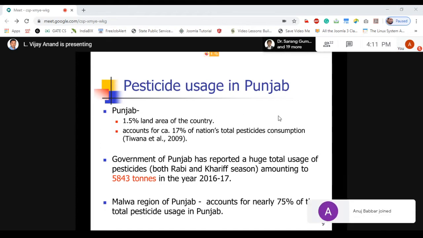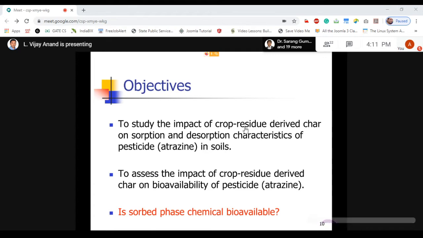Okay, so essentially, I'm going to present you a case study. Actually, this was done during my graduate studies. Of course, the results of this are applicable to the scenario here. Okay, so these are the soils in the Arkansas state of the US, and the pesticide that we used for these studies is atrazine, one of the top pesticides used in the US.